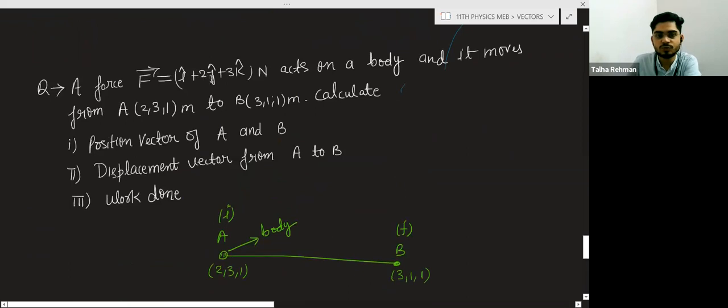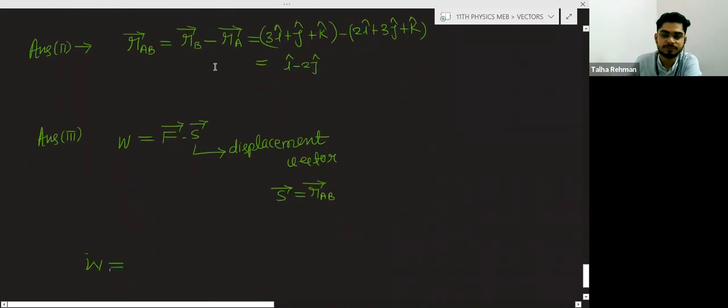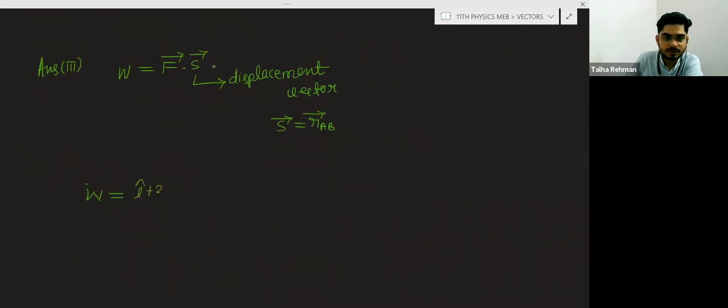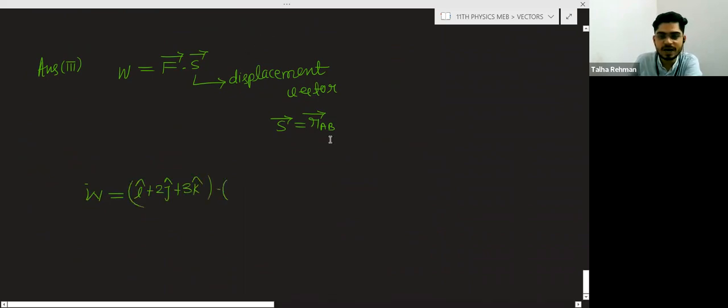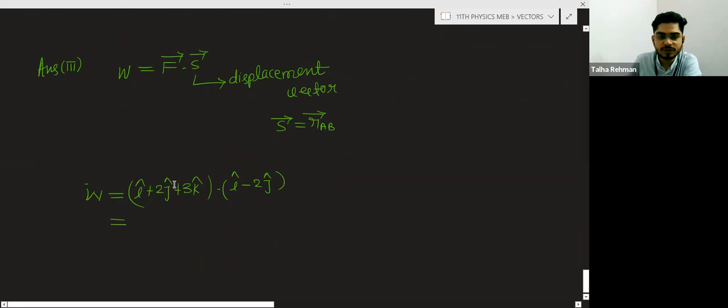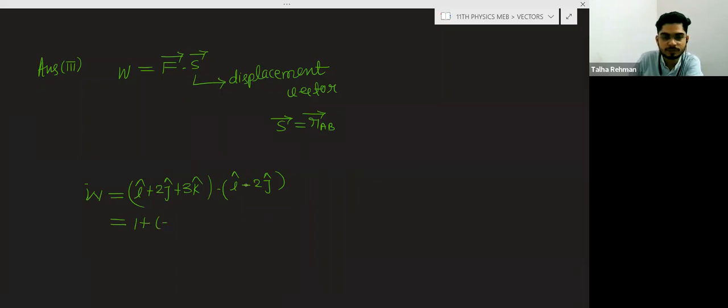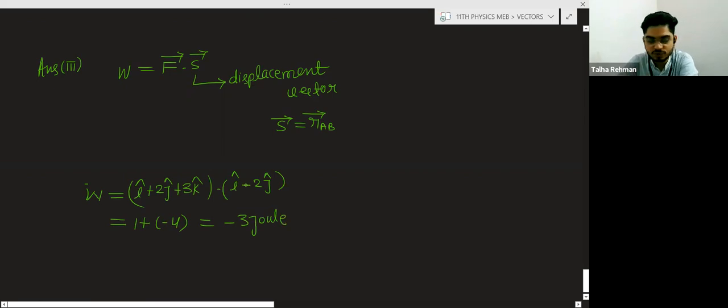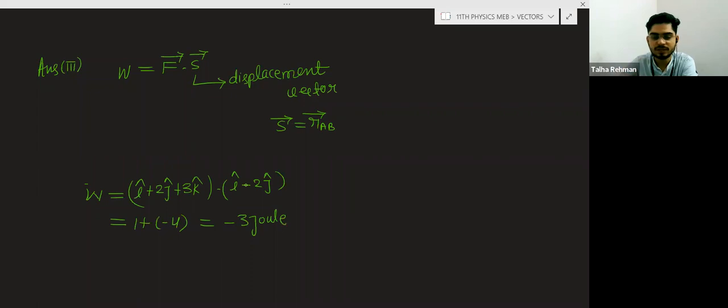Force is I cap plus 2j cap plus 3k cap, dot the displacement vector, that is RAB, I cap minus 2j cap. Now the dot product of this: I cap and I cap give 1, and 2j cap and minus 2j cap give minus 4, because 2 and minus 2 will be minus 4. So you will get minus 3 joule of work. The unit of work is joule. In work, power and energy, we will study work in detail.